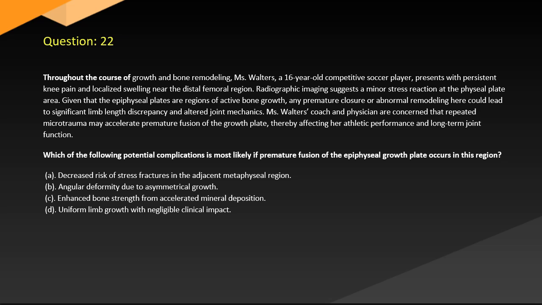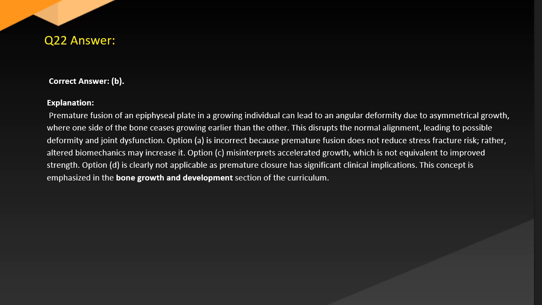B. Angular deformity due to asymmetrical growth. C. Enhanced bone strength from accelerated mineral deposition. D. Uniform limb growth with negligible clinical impact. Answer. Correct answer, B. Explanation.